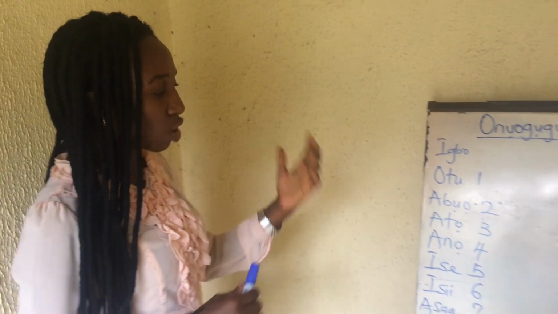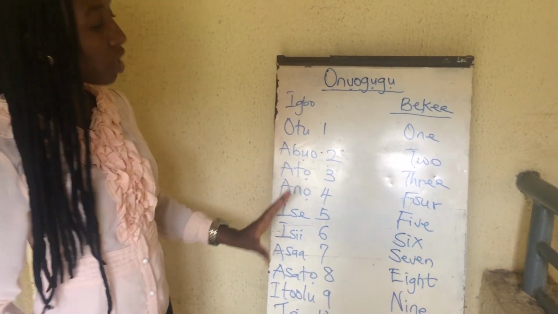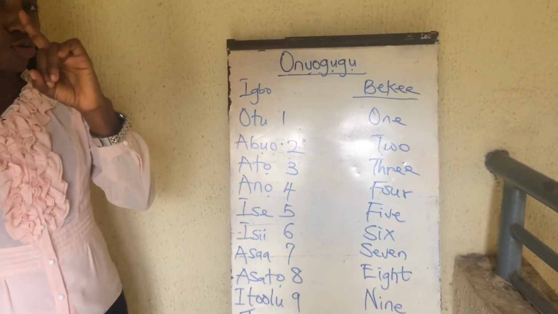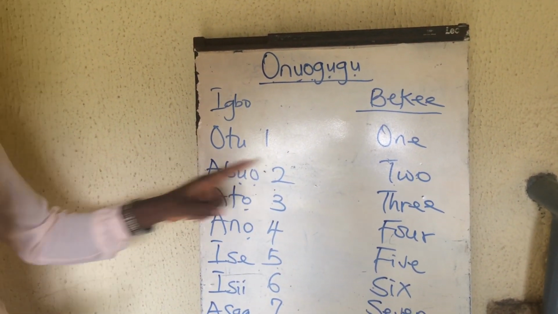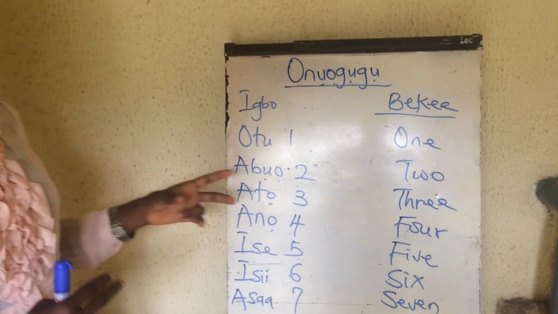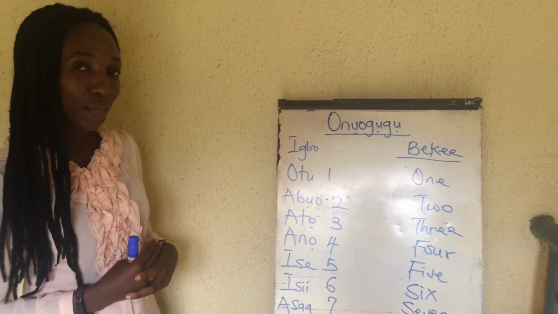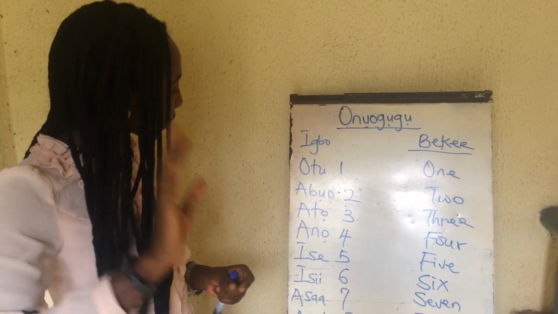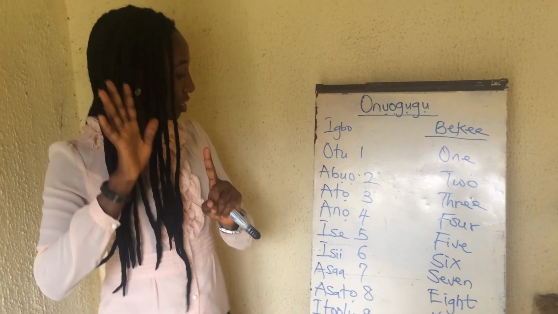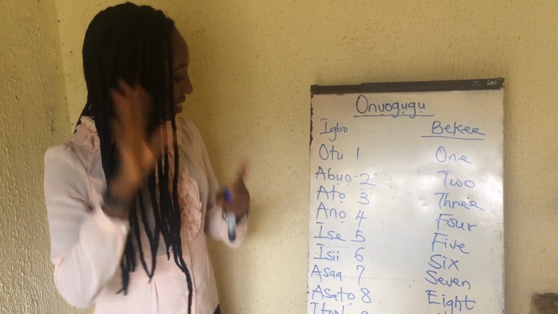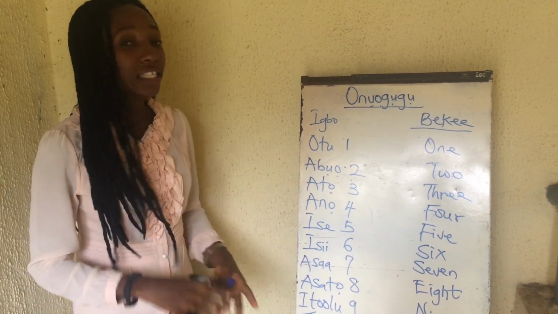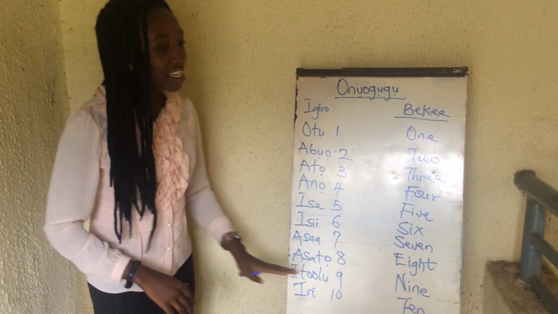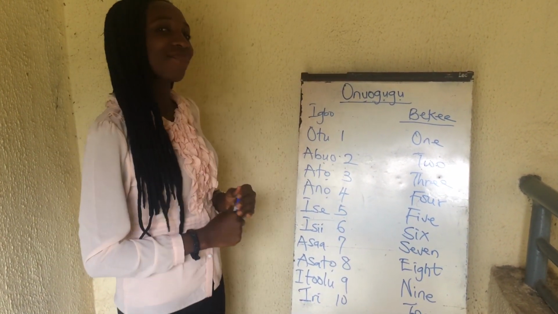Now, you are going to recite the numbers. From these numbers, I will now tell you how to start with your 11, 12, 13, and thereabouts. 1, Otu. 2, Abo. 3, Ato. 4, Ano. 5, Ise. 6, Isi. 7, Asa. 8, Asato. 9, Itolu. 10, Iri. That's good.